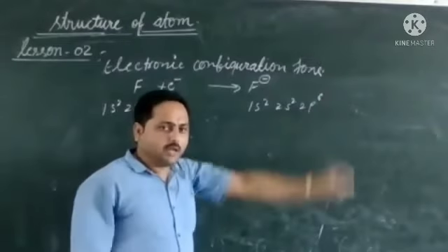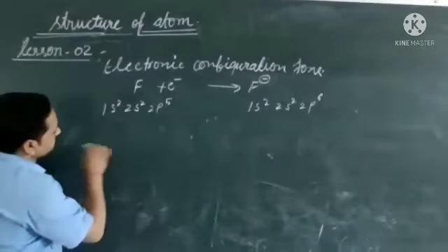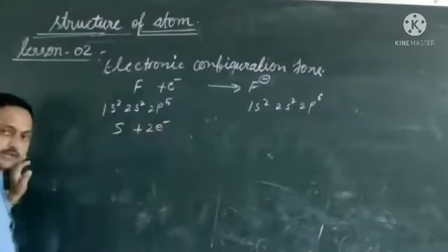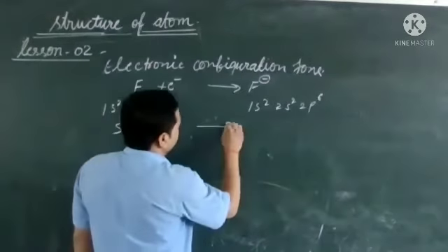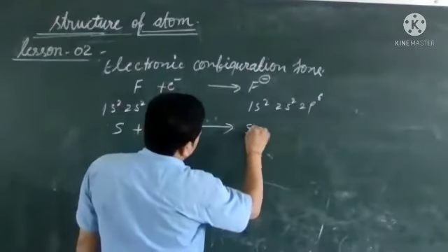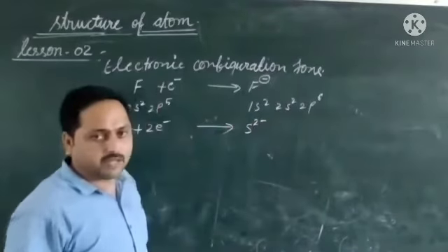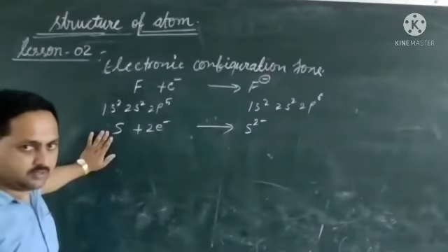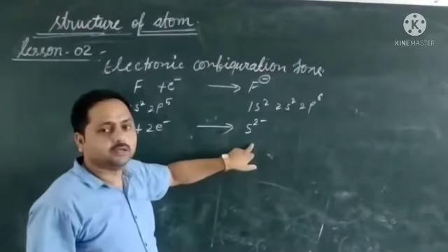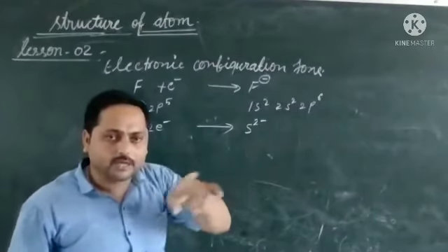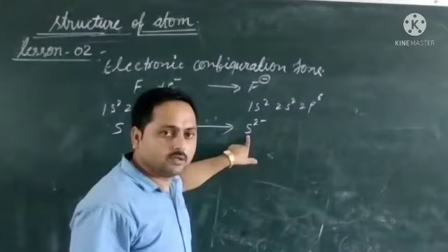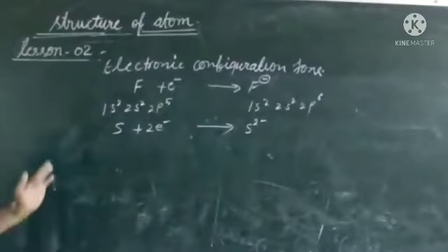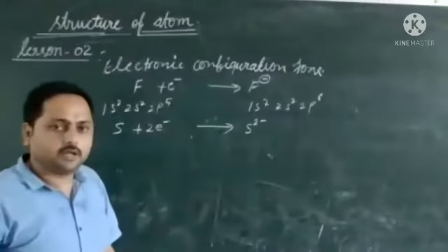Got it? If I am writing here sulfur, and it gains 2 electrons, so sulfur means S double minus. The number of electrons on this side is 16, and on that side, 18. Excellent. So can you write the electronic configuration of this? Write it and give a thumbs up. All of you write, then I will write here and you can match.